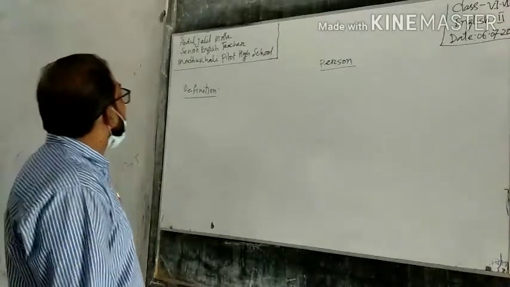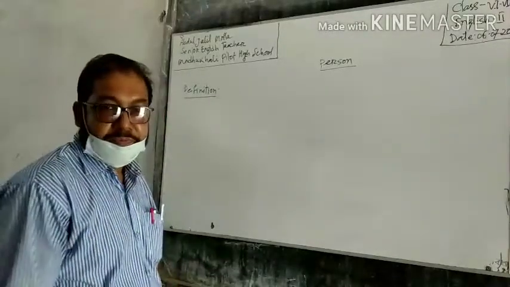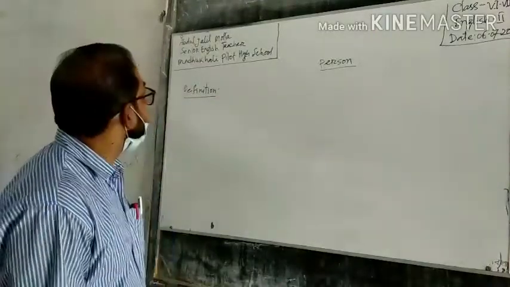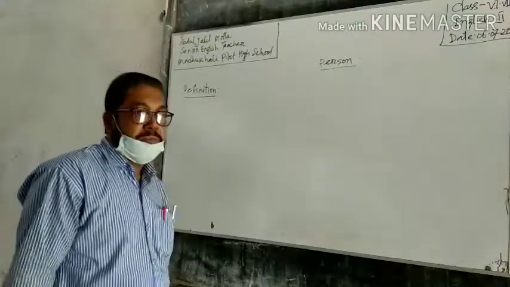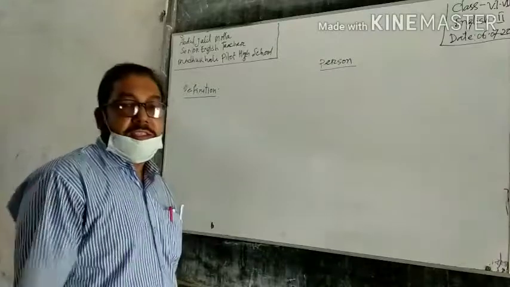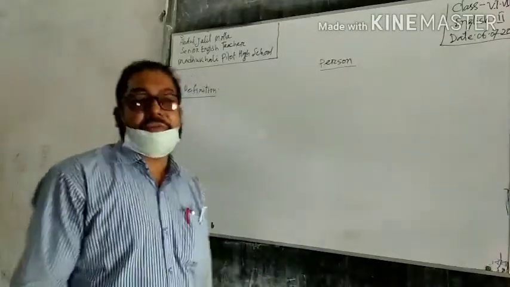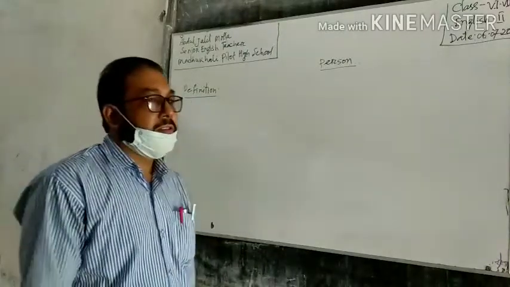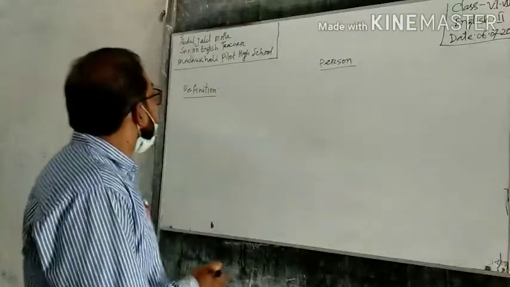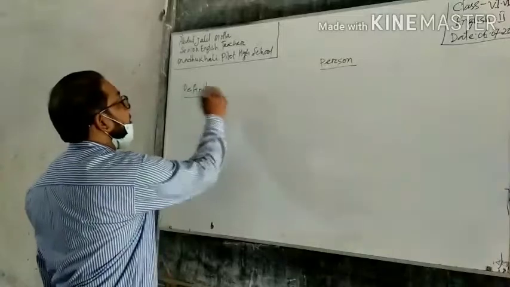First of all, I am going to tell the definition of person. What is person? You know, or you don't know. Person is an object or subject used by verbs in different sentences. Now I am writing this definition here.